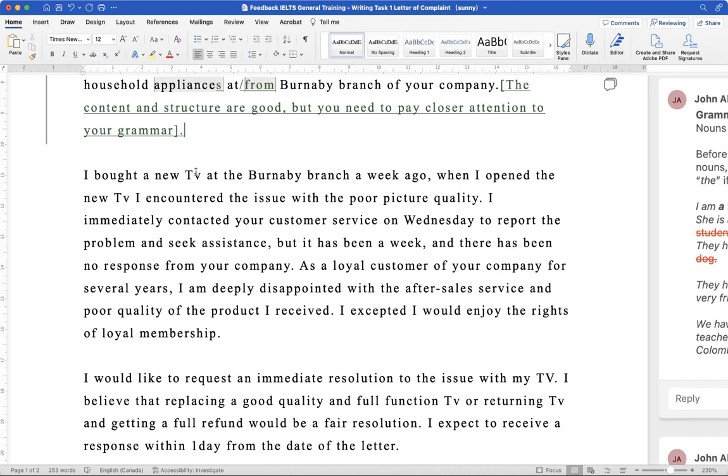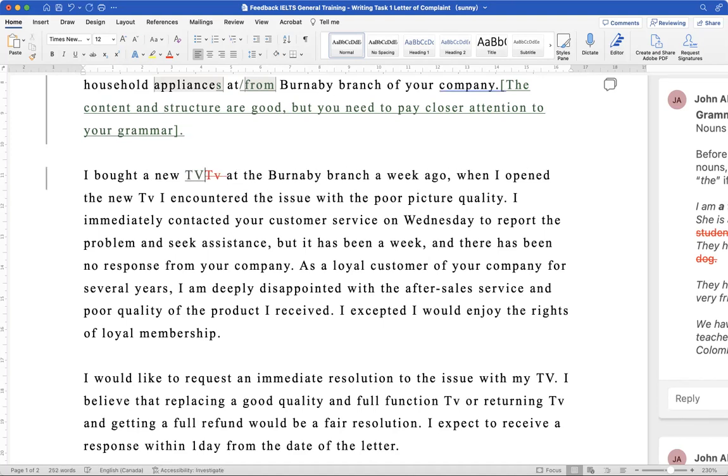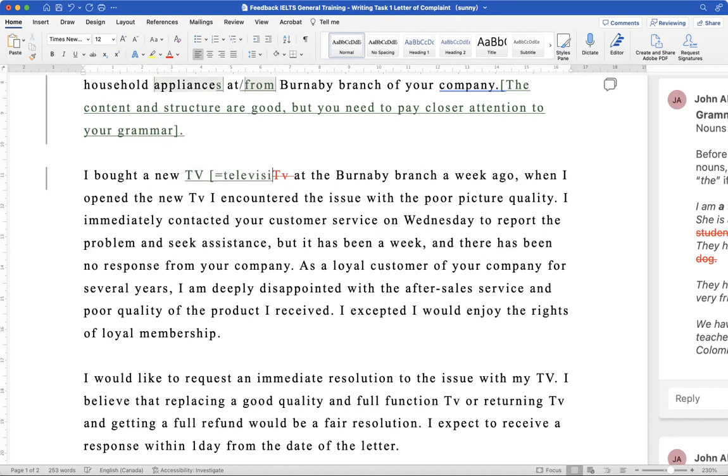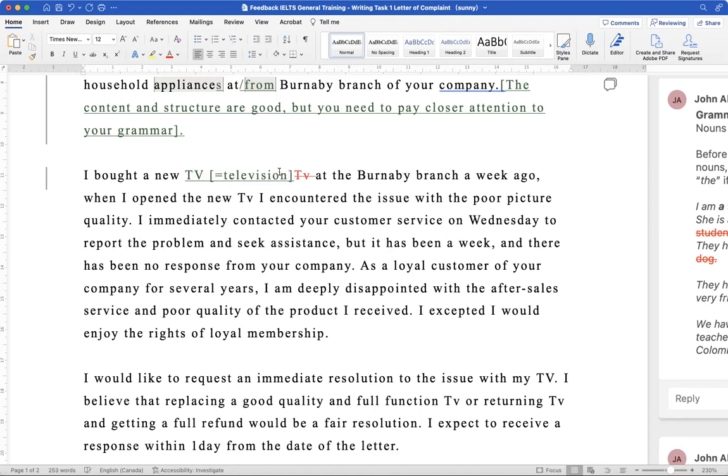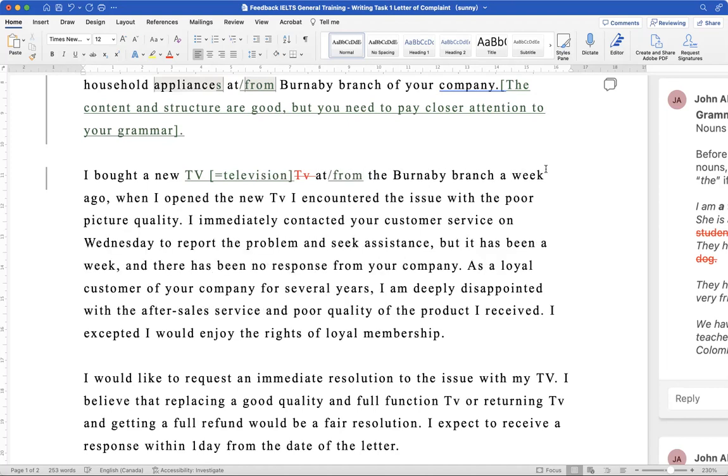Here, I bought a new TV. This is the short form. You cannot use it in this way. They should both be capital letters. But TV is considered informal. You can write the full form like a television. I bought a new television at the Burnaby branch. Again, bought from is better here. From the Burnaby branch a week ago.